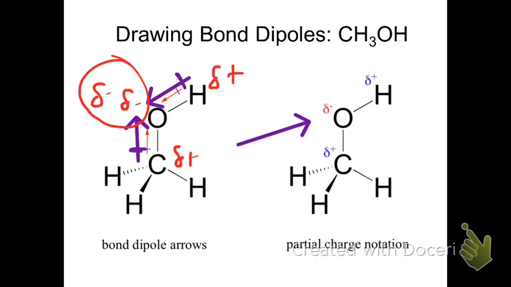Okay, partial charge notation. So again, this is just a way so that you can start to get a feel for where the electrons are. And of course you say, well, why do we care where the electrons are? Remember, electrons are where chemistry occurs, and that's why we do this.